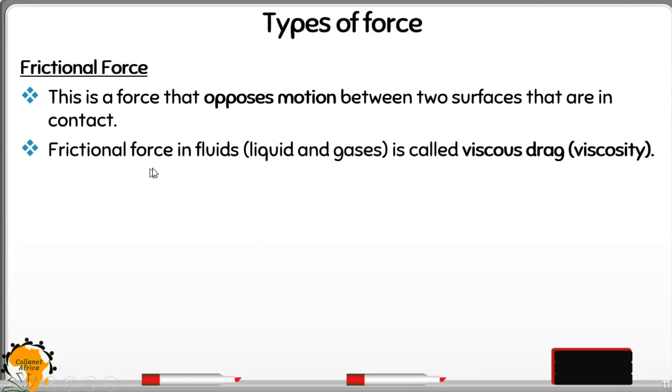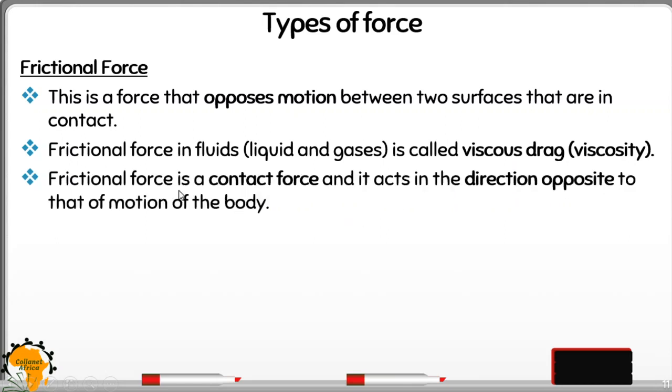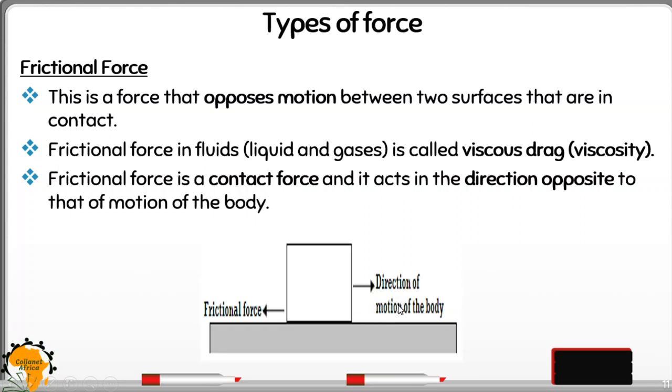When we have that force of opposition in fluids, we call it viscous drag, or friction force in fluids, we call it viscous drag or viscosity. This one is a contact force. Remember, we are saying that the two surfaces are in contact and they act in opposite direction. You can see in our diagram. You are trying to move this box towards this direction, but you find that there is another force that is resisting, that is preventing. That is what we call the frictional force.